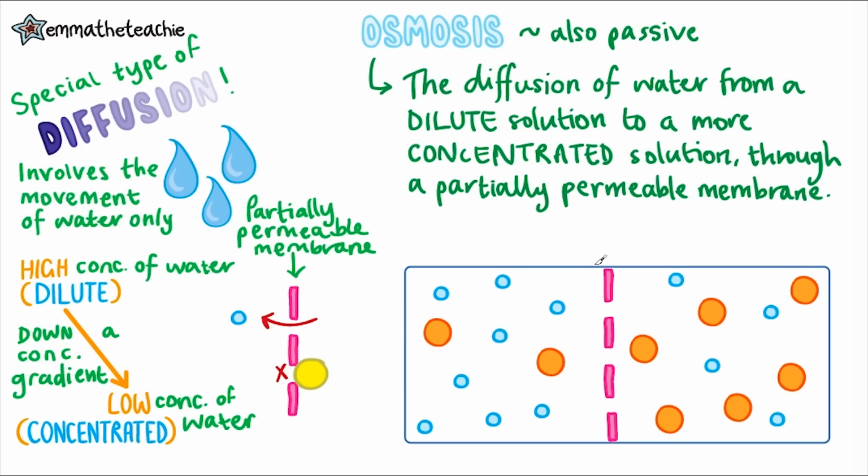In which direction in this diagram will the net movement of water molecules be? Left to right or right to left? Pause the video and see if you can work it out.